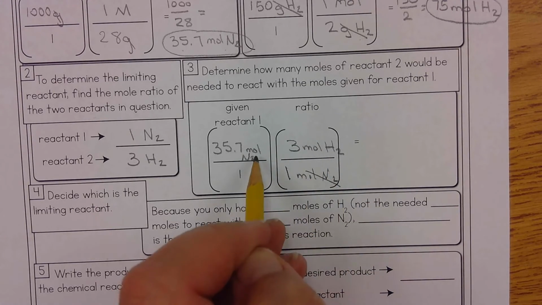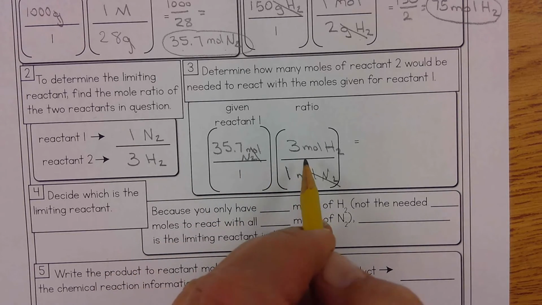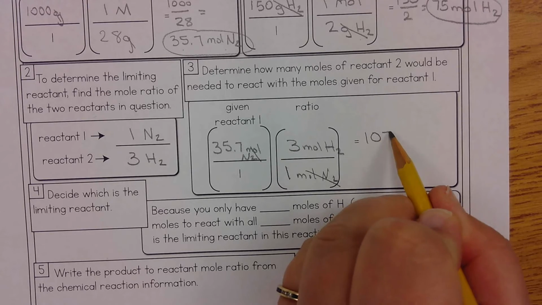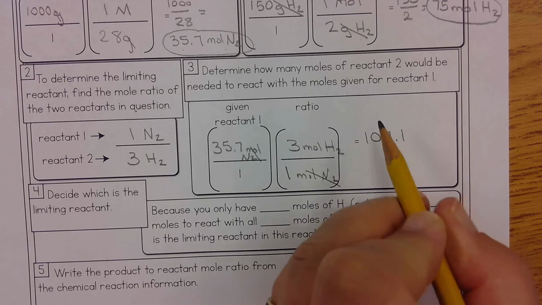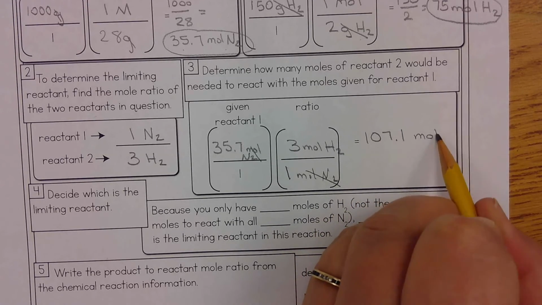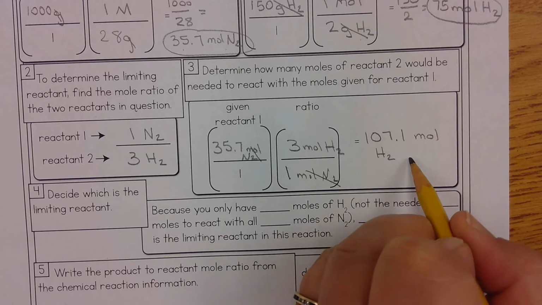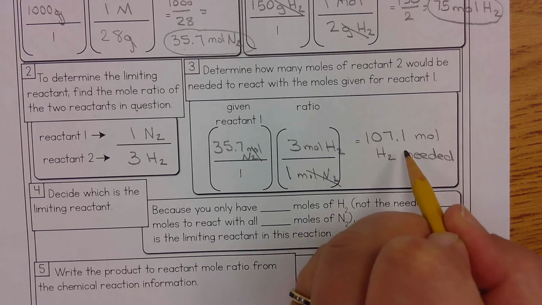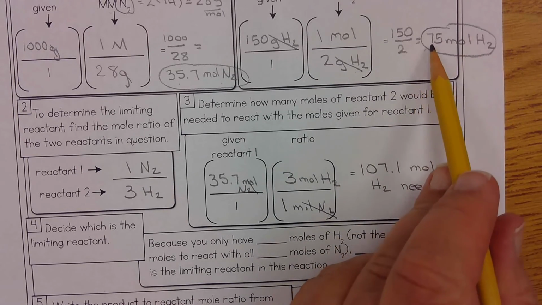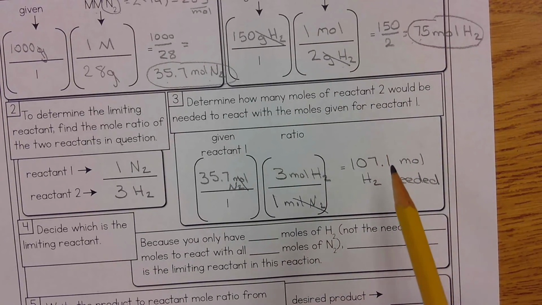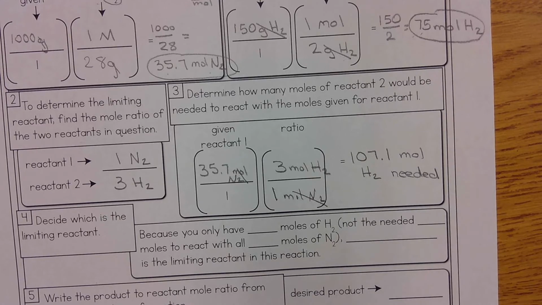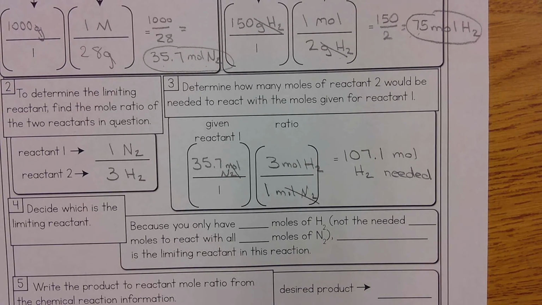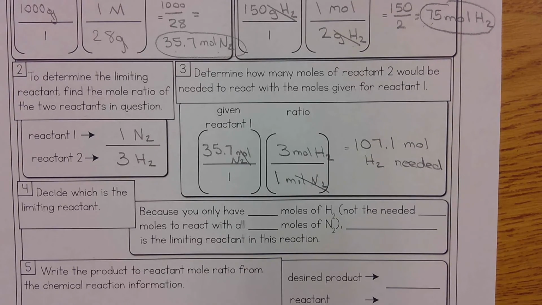My nitrogens cancel. 35.7 times 3 is 107.1 moles of hydrogen needed. Do I have 107 moles of hydrogen? No, I only have 75. That means I'm going to run out of hydrogen first. I don't have 107, I only have 75, so it will run out.